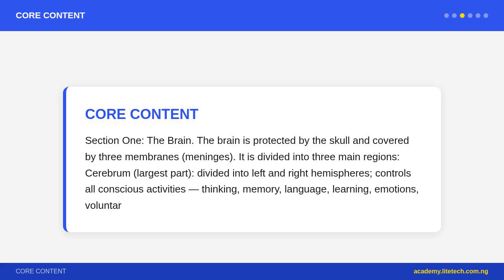Section 2. The spinal cord. The spinal cord is a cylindrical column of nerve tissue running from the brainstem down through the vertebral column, backbone. It has two functions: a pathway for nerve impulses between the brain and the rest of the body, the center for spinal reflexes.